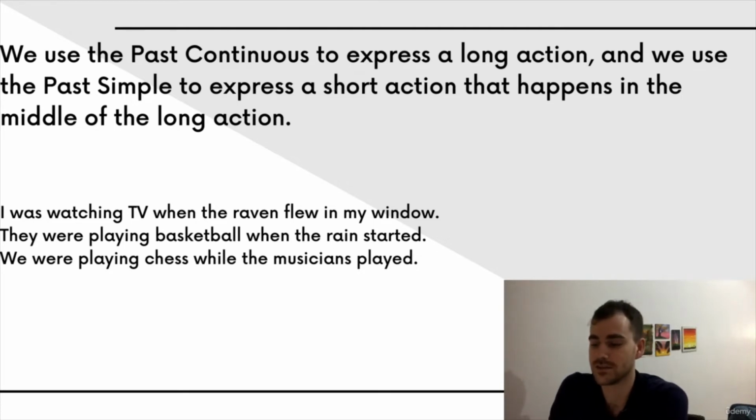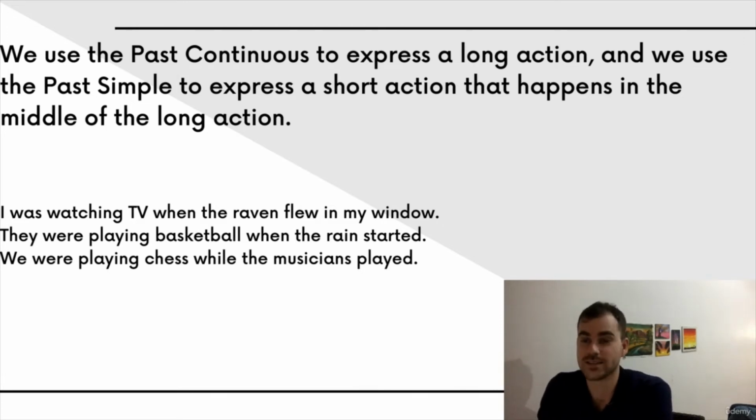So because of this, we use the past simple for fly. The raven flew. Here's two more examples. They were playing basketball when the rain started. We were playing chess while the musicians played.